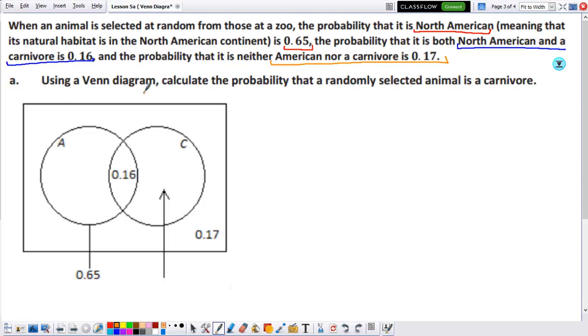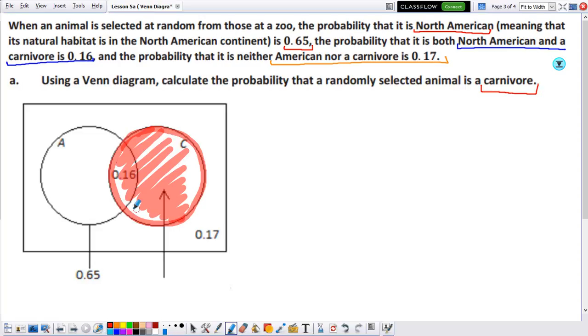Now, we want to use the Venn diagram to calculate the probability that a randomly selected animal is carnivore. So let's just identify what region we are interested in. We want those which are just carnivore. So that means that this is the only section that we're interested in. We want to find out what is the value of just this section, because this is the circle that talks about carnivore. All right, excellent. Now, how can we find that out?